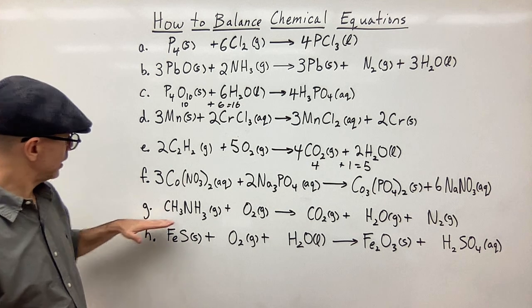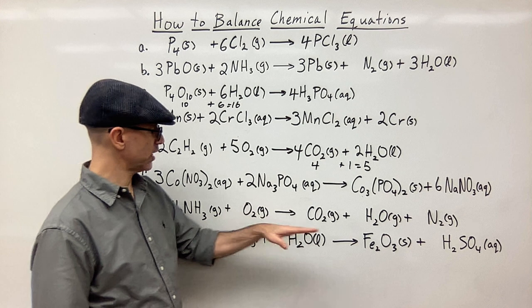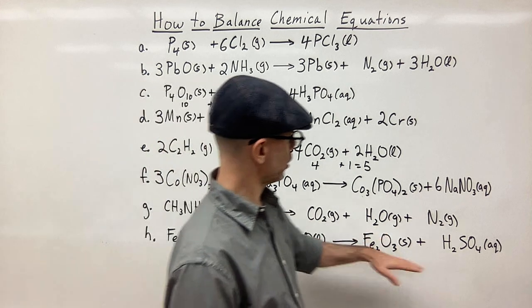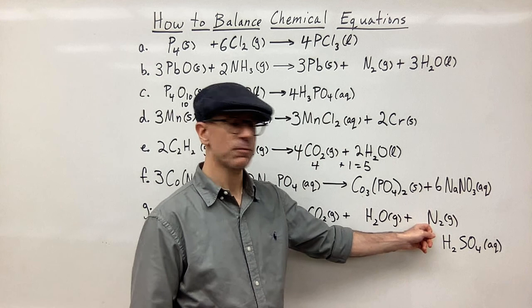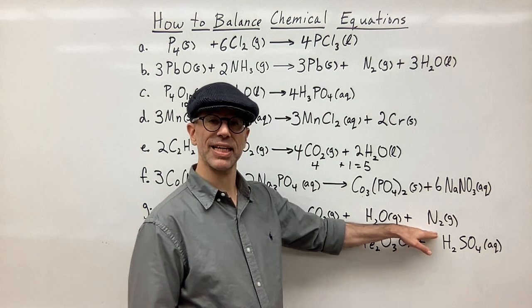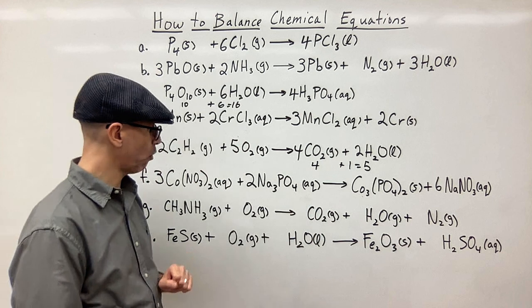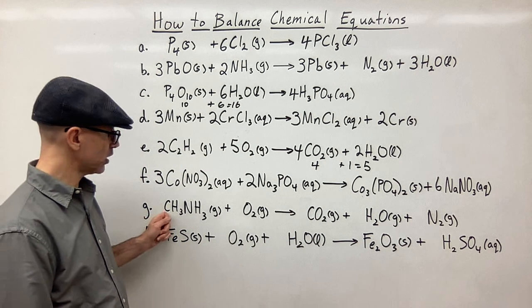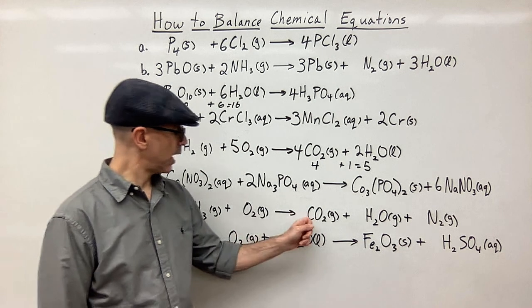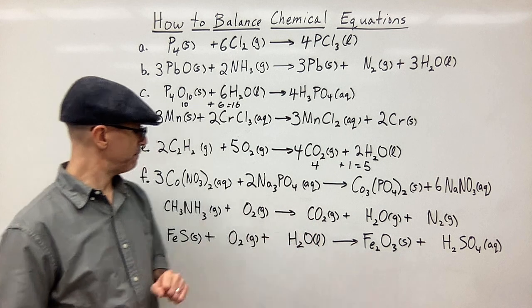Next, we have CH3NH3 gas reacting with oxygen give you carbon dioxide, water, and nitrogen. Since I have nitrogen by itself, that means I'm going to leave this for last. So I'm going to balance everything else except for nitrogen. So I'm going to start with the carbon. I have 1 carbon on this side. I have 1 carbon on that side. So carbon is balanced. I don't need to do anything with that.